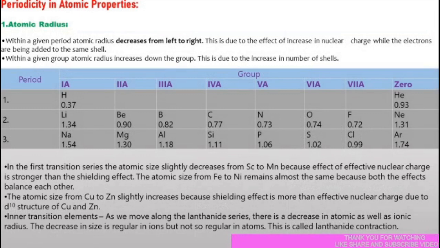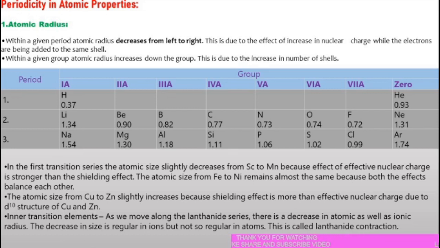Next, in this video, we see periodicity in atomic properties. The periodic properties include atomic radius. Within a given period, atomic radius decreases from left to right. This is due to the increase in nuclear charge while electrons are being added to the same shell. That's why the atomic radius decreases from left to right in the periodic table.